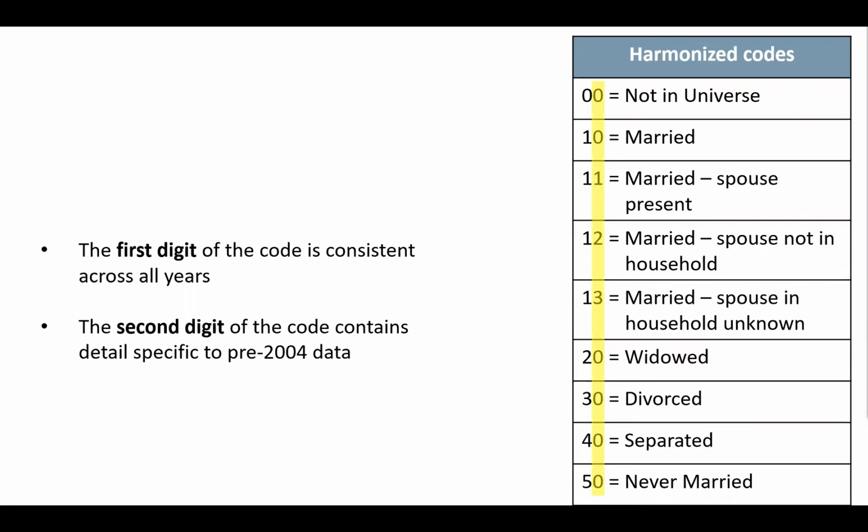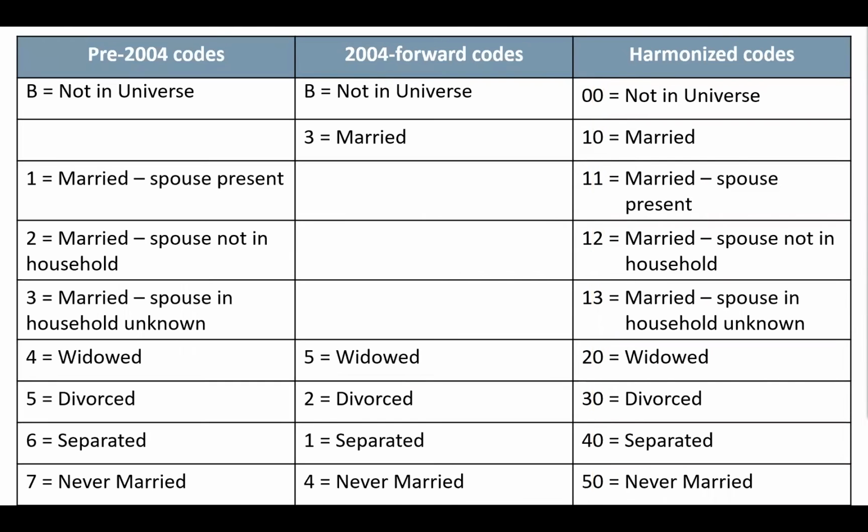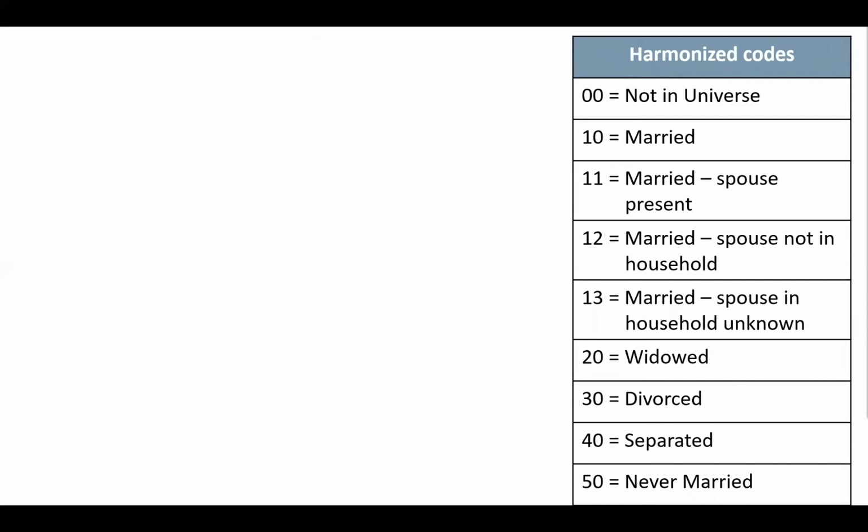So if you don't need that level of detail, you can ignore that second column, and some of our data collections have features that allow you to get that general version of the variable that doesn't include the detail. This is what this might look like under the hood, right? So we've created this crosswalk that says, all right, a code of 4 prior to 2004, a code of 5 in 2004 forward, those are all widowed, and we're going to assign them this code of 20. This is work we're doing behind the scenes. All you see are these harmonized codes.